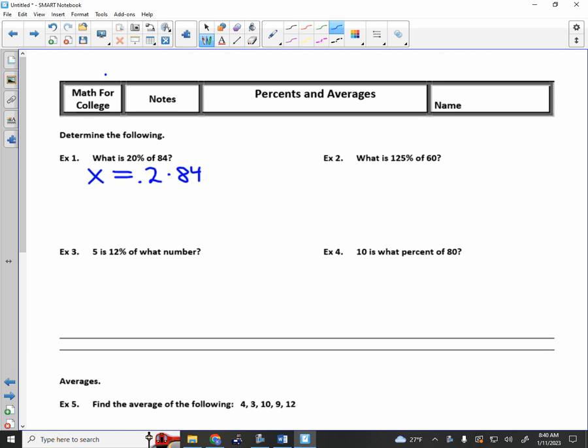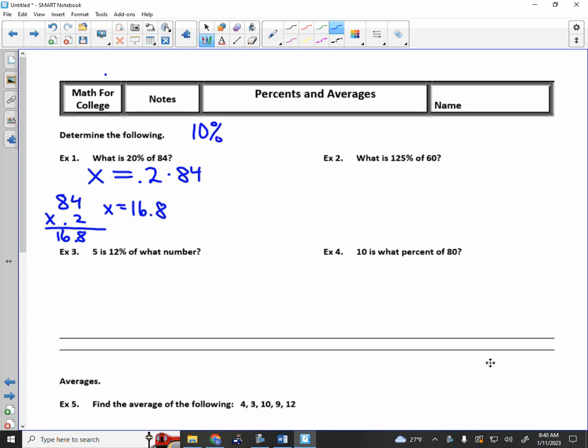I'm going to show you a couple ways to do that to make sure that it's nice and easy for you. So one way you can do is just take, again, that 84 times 0.2. And as you multiply, 4 times 2 is the 8. And then 2 times 8 is 16. Where does the decimal point go? Yep, 1 over, so x is 16.8. So that's one way to go about it. Here's another way to go about it.